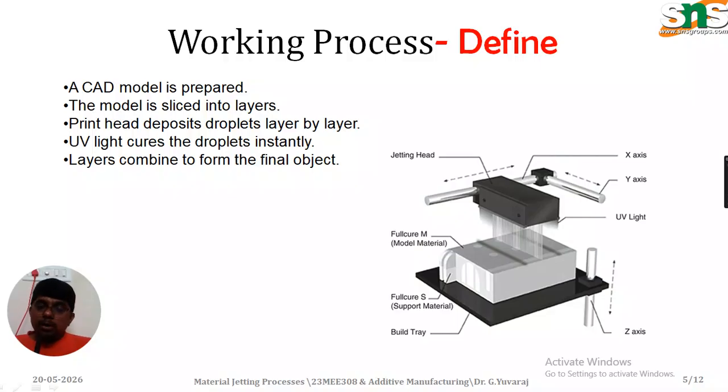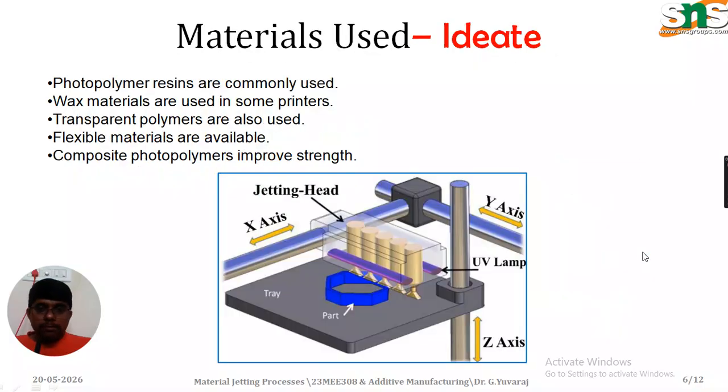That is how we operate, with layers combined to form the final object, but it cannot be done droplet by droplet. The layers are split again, but only in the form of layers, so that the deposition becomes much easier. So this is about the working of the material jetting process.